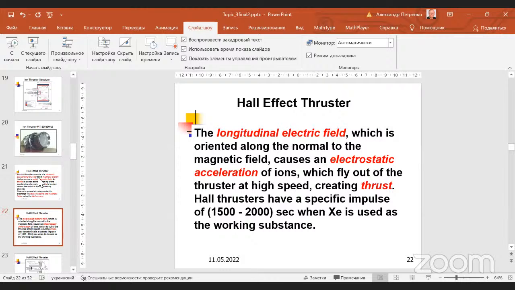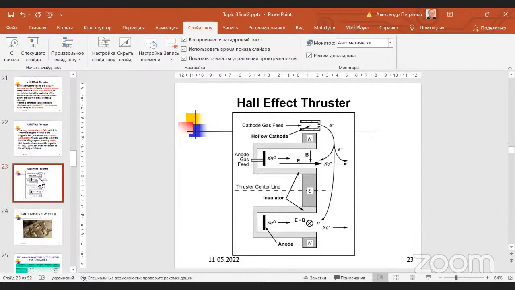The Hall thruster has a specific impulse of 1,500 to 2,000 seconds when xenon is used as the working substance. The typical structure of the Hall effect thruster is presented here.